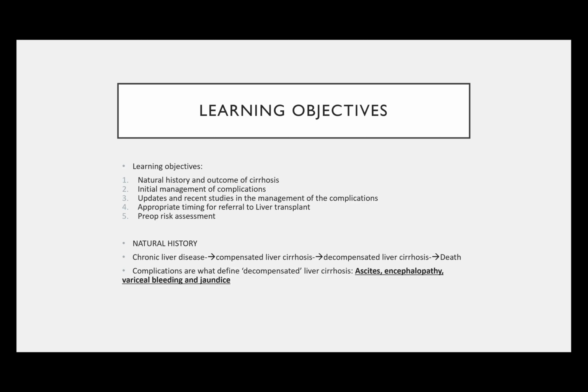And the four main ones that we usually see in the hospital setting are ascites, hepatic encephalopathy, variceal bleeding, and jaundice. These are the main ones that we're going to talk about in the coming slides.